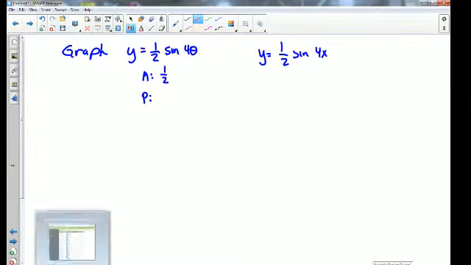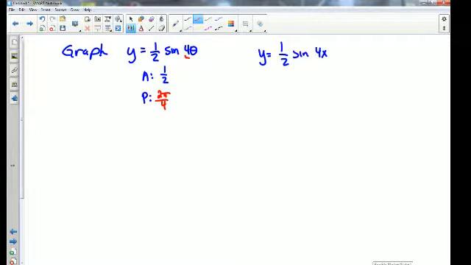1 over 1/4, 1 over 2. This is the k value, right? Yeah. Right, so the period is 2 pi over 4. K value, 2 pi over k. Pi over 2. The period is pi over 2. 90 degrees.